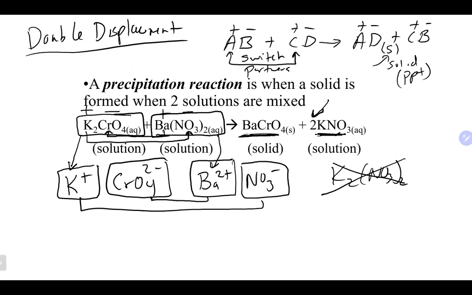A lot of times in labs, they ask you to predict what's on the other side. Any questions on that there? But this is a double displacement reaction. We make, again, 2 new ionic compounds. And that formation of a solid there is why it's more specifically called a precipitation reaction. Any questions on that there?